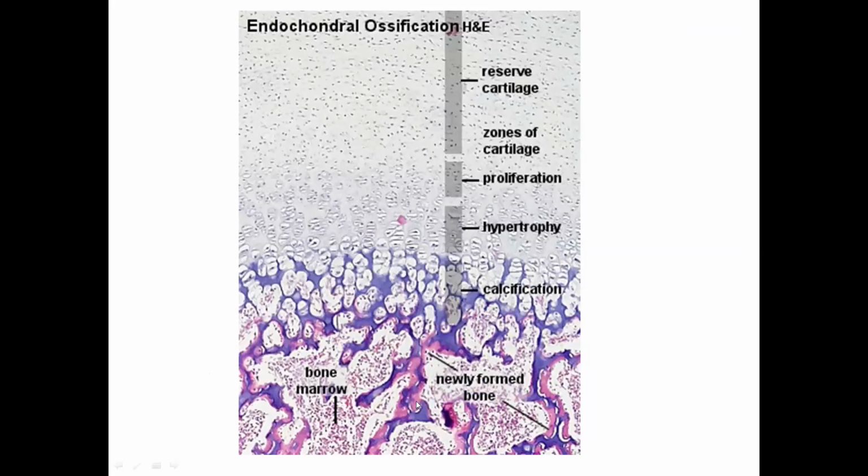Here again, you can see another H&E section of endochondral ossification. You have the reserve cartilage zone, proliferative cartilage zone, hypertrophic cartilage zone, calcifying cartilage zone, and below that, you have the newly formed bone with the intervening bone marrow. You should be able to understand how the epiphyseal plate works and name the different layers of the epiphyseal plate. The most important part in endochondral ossification is the epiphyseal plate.